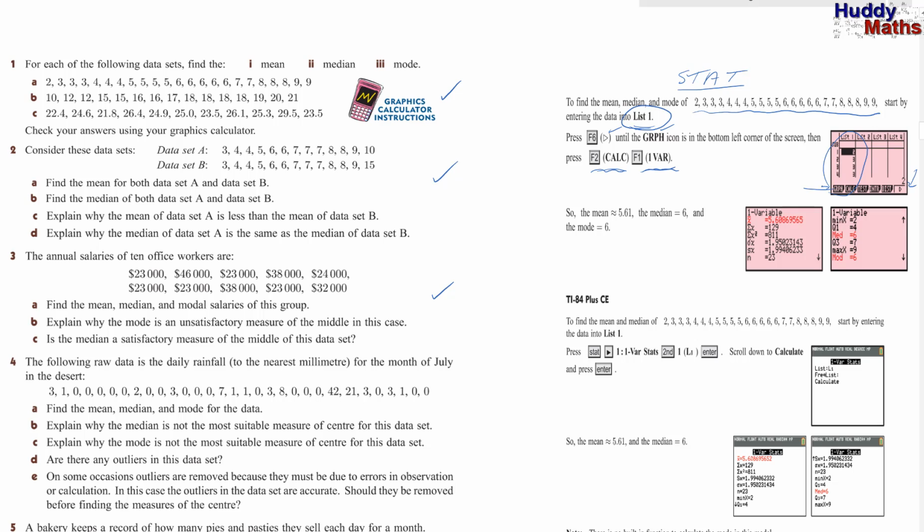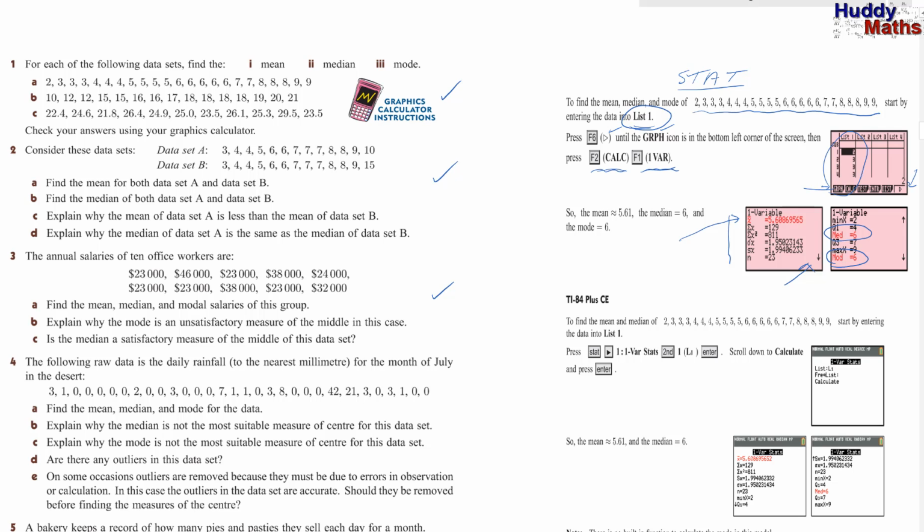Okay, and then you just read down. So the mean is X bar up there, and the median, you've got to scroll down. So scroll down there, and the median is in there, and the mode is right at the bottom.